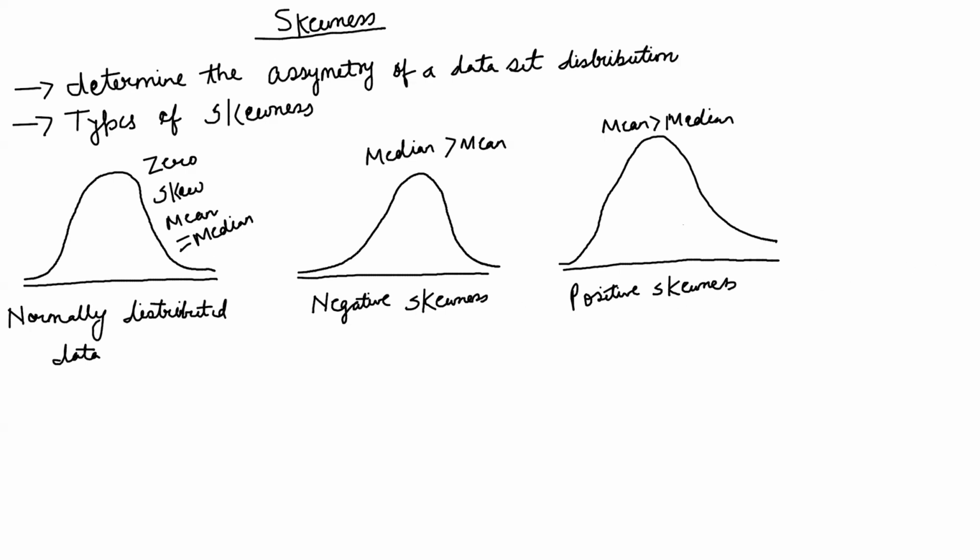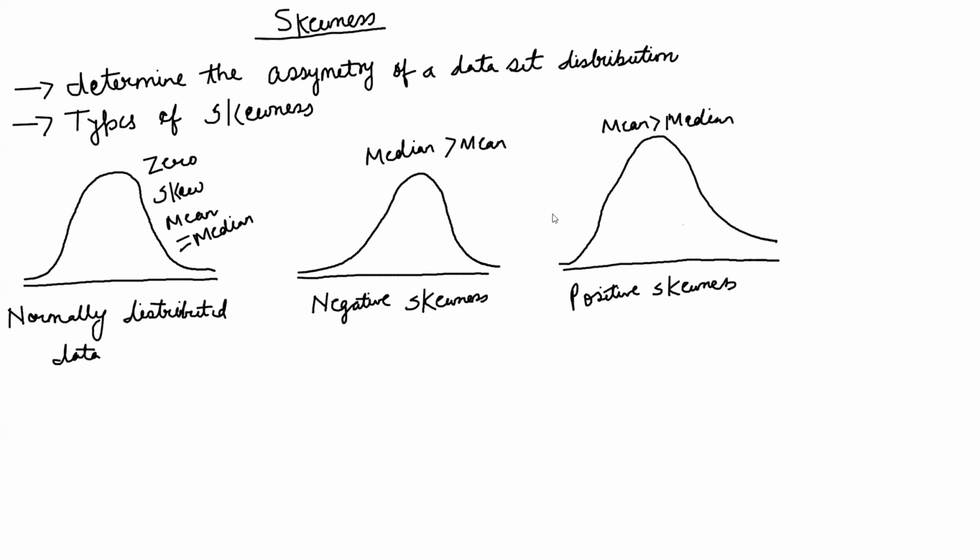Then comes negatively distributed data, which is also called left skewed data. You can see here on the left side, the tail is much longer. In this case, the median is greater than the mean, and most data points are concentrated on the right side, with the fewer lower values pulling the mean to the left side. Okay, so this is an example of negatively skewed data, negative skewness.